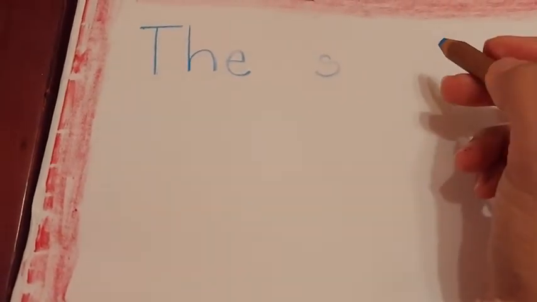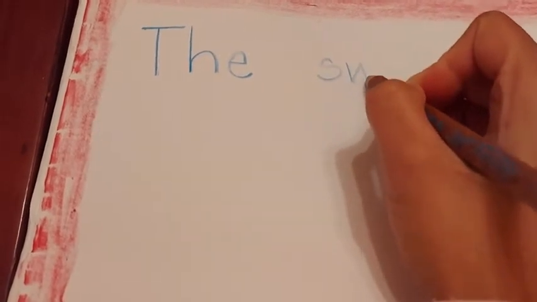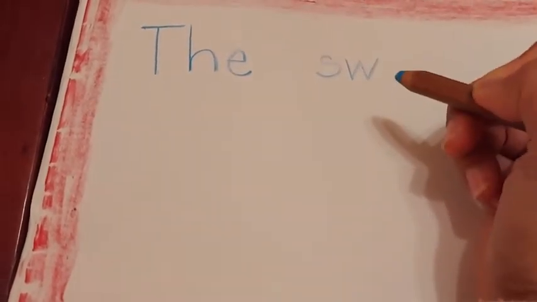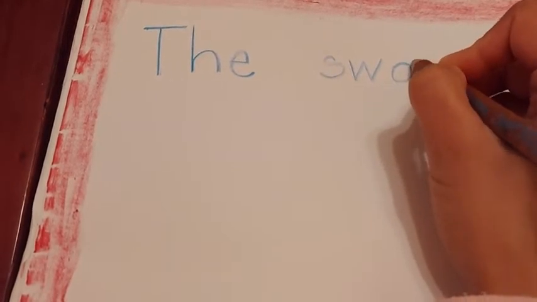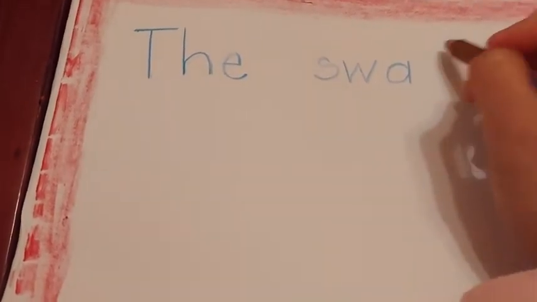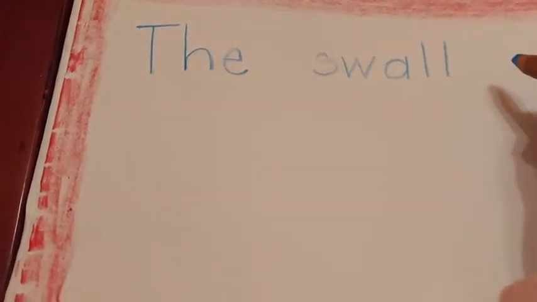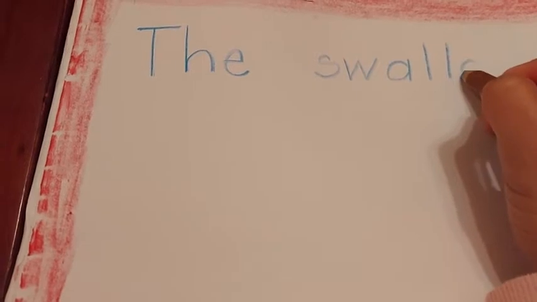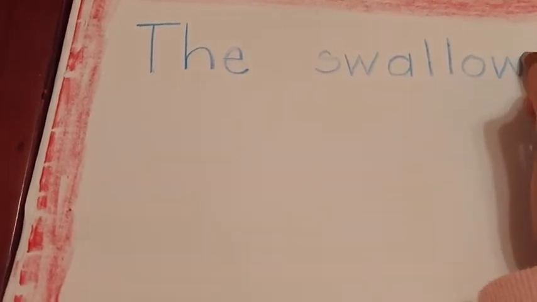Now swallow starts with an S. So swa, it's got a swa sound. And class 2, remember when we do our letters, we do them so carefully. The next one is the letter A. And swallow has a double L. You can hear swallow. Oh, yes, that's the next one. And the last one is a W. So there we have the swallow.